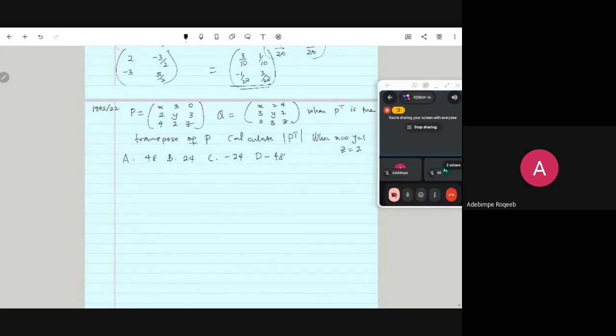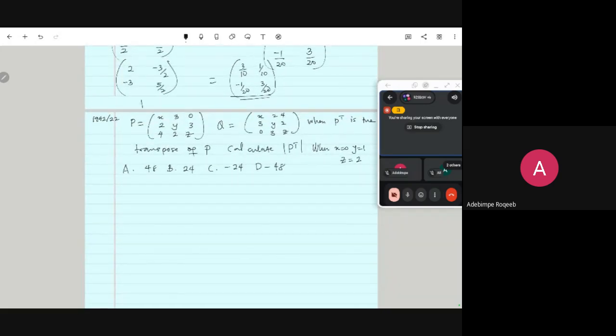So we want to look at the transpose of a 3 by 3 matrix. That's what we want to look at here. So when we say transpose, it just means turn the row into the column. So let's write P first. P is what? So they've given us the missing values: 0, 3, 0, 2, 1, 3, 4, 2, 2.